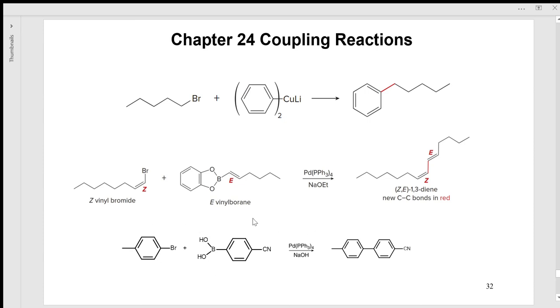This is another Suzuki coupling reaction, with a boronic acid, like a boron ester. This boronic acid reacts with the organohalide molecule. The mechanism is very complicated and you don't need to know it, but your mission here is just to link the organic parts of the two molecules to form the final Suzuki coupling product.